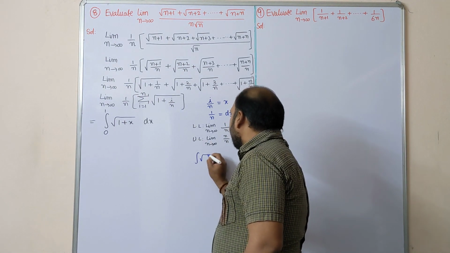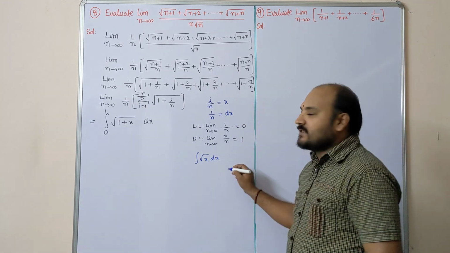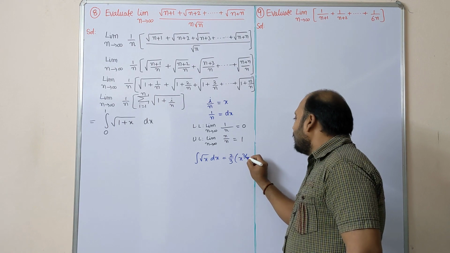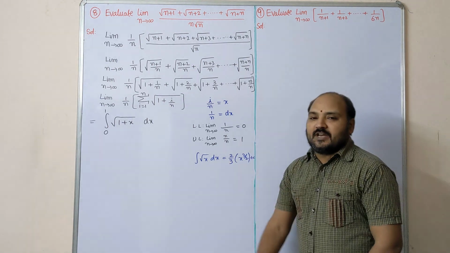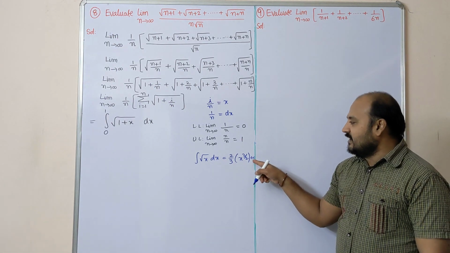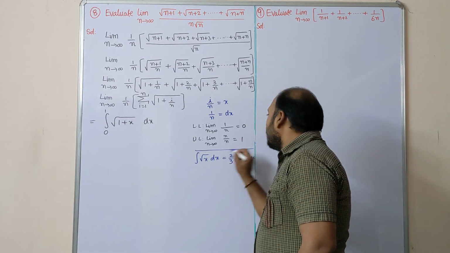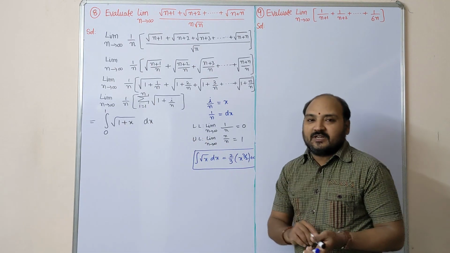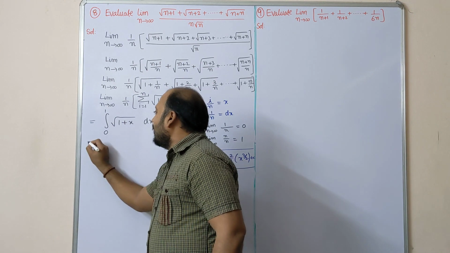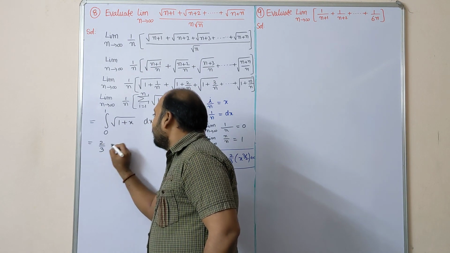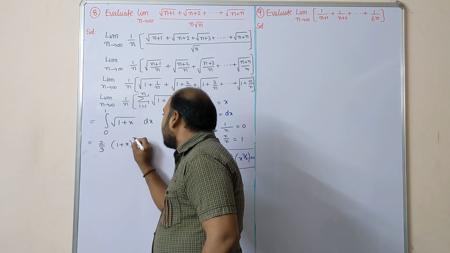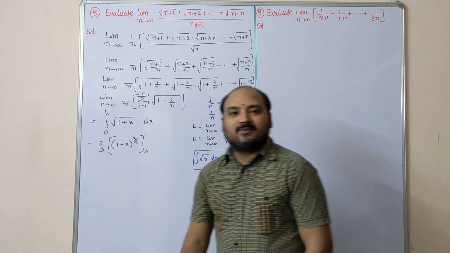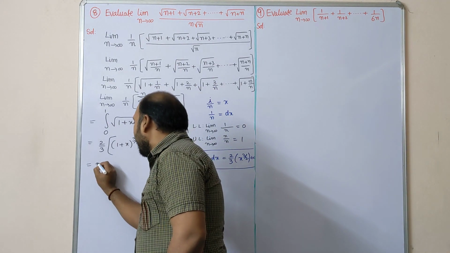We have a formula in integration: integral root x dx equals 2 by 3 x power 3 by 2. This is the formula for indefinite integration, that's the reason I kept C. But here it is a definite integration, so we won't get C. Just apply the limits. So integral root 1 plus x is 2 by 3 times (1 plus x) whole power 3 by 2, applying the limits 0 to 1, which is equal to 2 by 3.